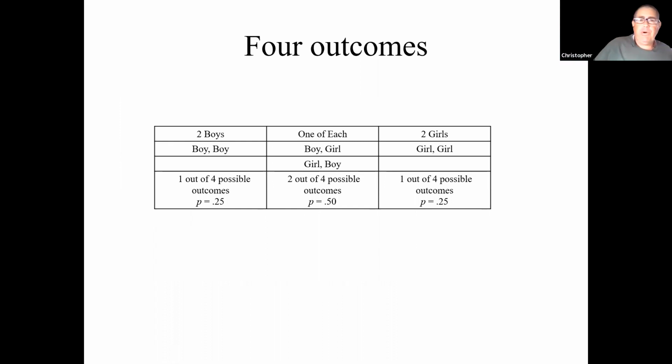Boy, girl, girl, boy, 1 of each. 2 ways to get that. So the probability there is 2 divided by 4, 0.5. And then 2 girls. Both babies would have to be girls. And there the probability is again 1 over 4 or 0.25. So here the more common outcome would be having 1 of each. That's got the highest probability.